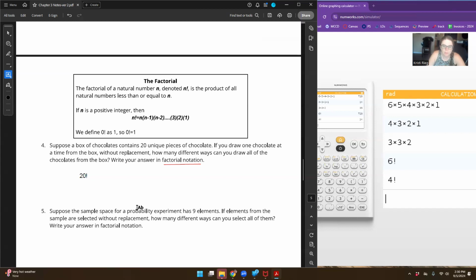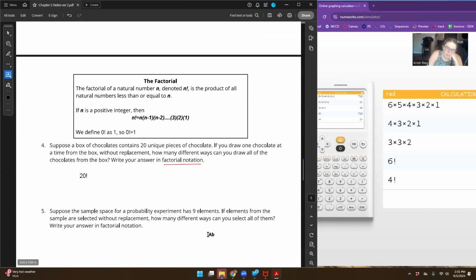I forgot this last sentence: we define 0 factorial as 1. So 0 factorial equals 1, because we're going to need it in chapter 4. We need that rule, and so we have it here just in case. I think we actually need it a little bit in this chapter too.